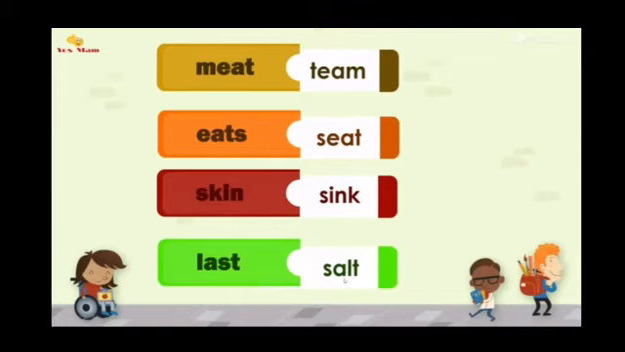Look at these words. Meet, team. Seat, skin, sink, last, salt. These are the words. The letters in these words are rearranged to make a meaningful word.